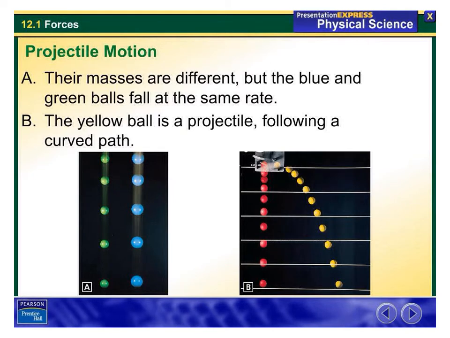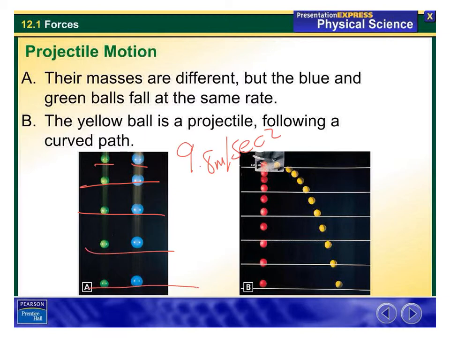Now, the book spends several pages talking about gravity, but in this video we're going to focus on the more difficult aspect of gravity, which relates to projectile motion. Projectile motion basically is the idea that if an object is dropped in a vacuum, as we see here in example A, the green marble and the blue marble are falling at exactly the same speed, which, remember, is 9.8 meters per second squared. That's the acceleration of gravity, the exact same for both when they're dropped from the same location.